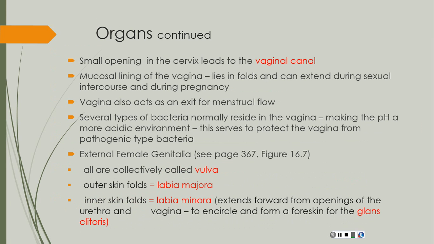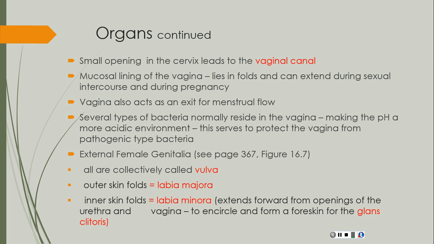So the small opening in the cervix, at the base of the uterus, leads to the vaginal canal. Now in the vagina there's a mucosal lining, and it has folds that can extend during sexual intercourse, and of course during pregnancy and again during birth. The vagina also acts as an exit for menstrual flow, usually monthly, if the egg isn't fertilized.